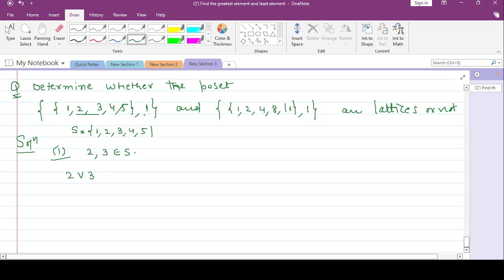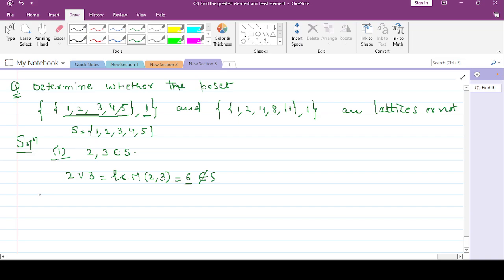You were told whenever the operation is the operation of divisibility, in that case you find the LCM. So what is the LCM of 2 and 3? LCM of 2 and 3 is 6. But 6 is not a member of S. Supremum here is 6, but it is not a member of S. And in order for it to be a lattice, this should be a member of S. But this is not a member of S.